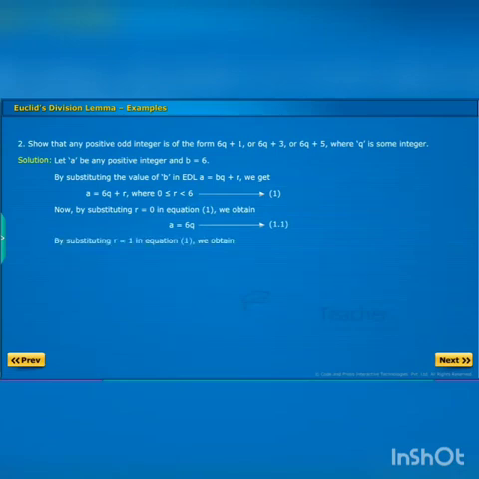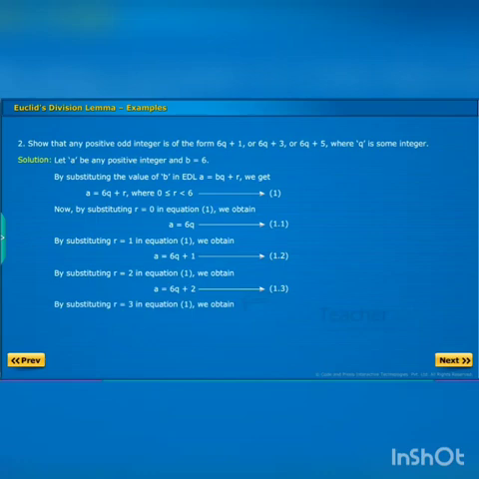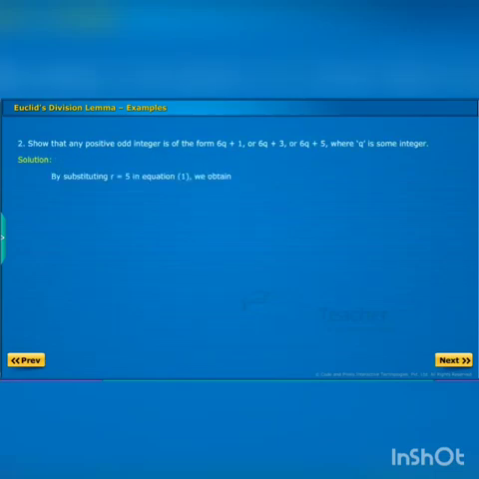By substituting r equal to 1 in equation 1, we obtain a = 6q + 1. By substituting r equal to 2, we obtain a = 6q + 2. By substituting r equal to 3, we obtain a = 6q + 3. By substituting r equal to 4, we obtain a = 6q + 4. By substituting r equal to 5, we obtain a = 6q + 5.